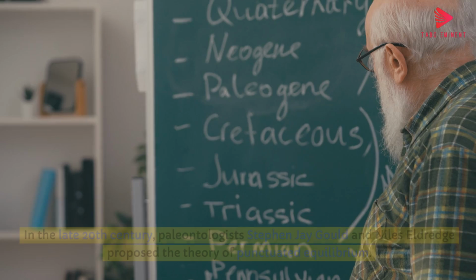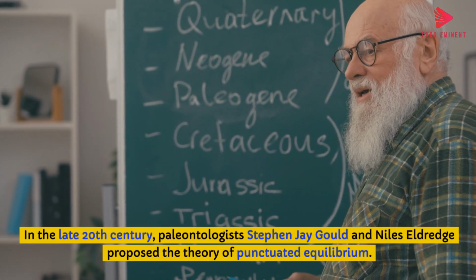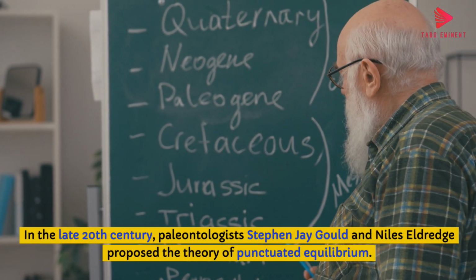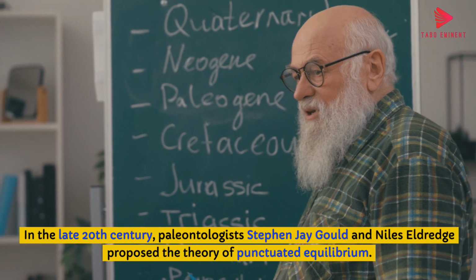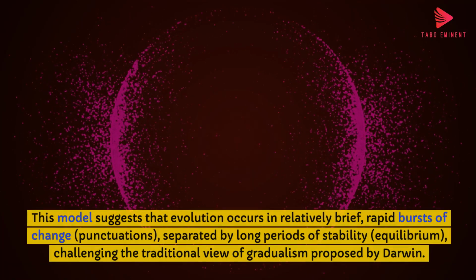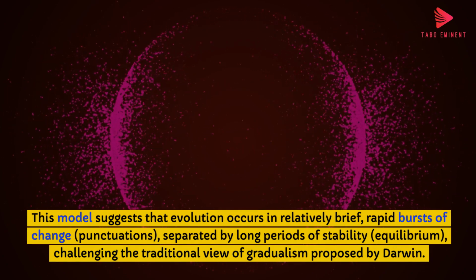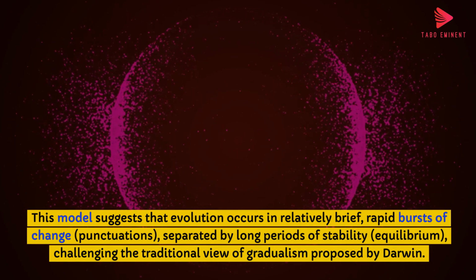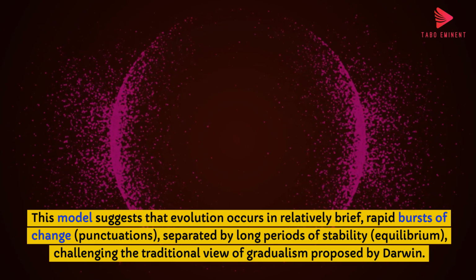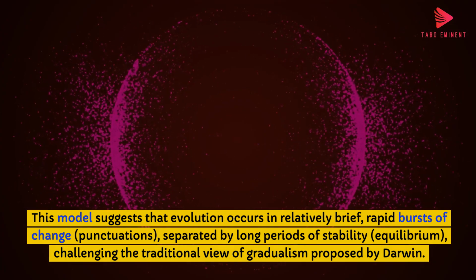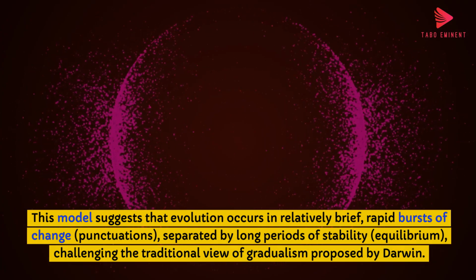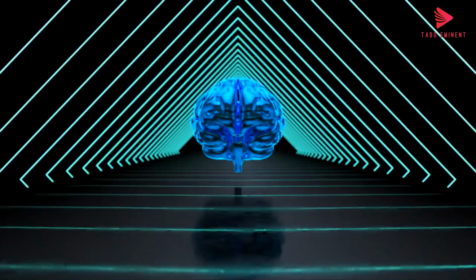Punctuated equilibrium. In the late 20th century, paleontologists Stephen Jay Gould and Niles Eldredge proposed the theory of punctuated equilibrium. This model suggests that evolution occurs in relatively brief, rapid bursts of change, punctuations, separated by long periods of stability, equilibrium, challenging the traditional view of gradualism proposed by Darwin.